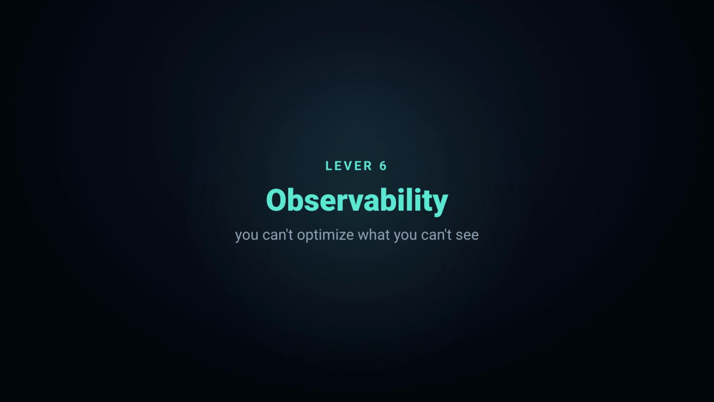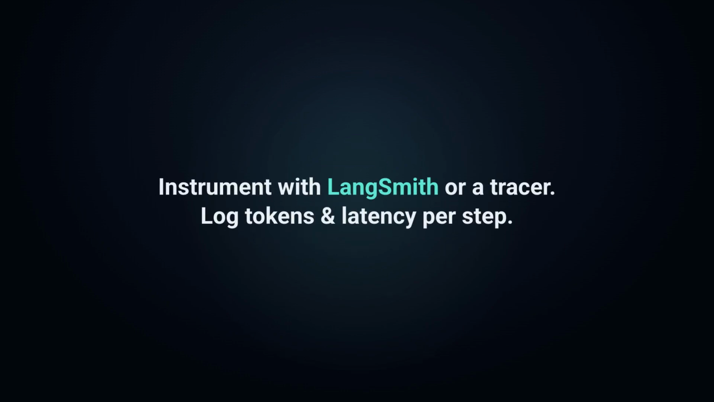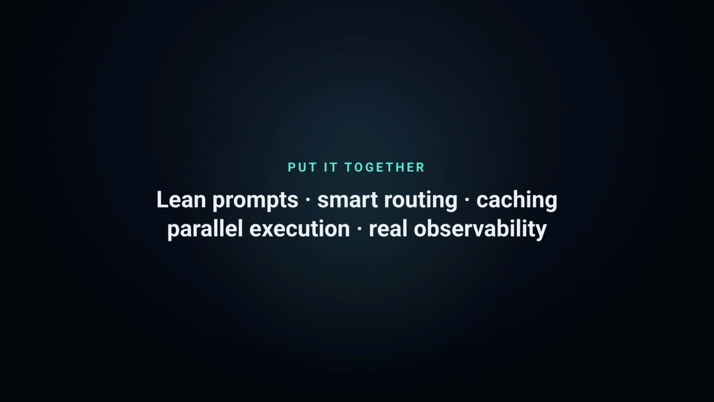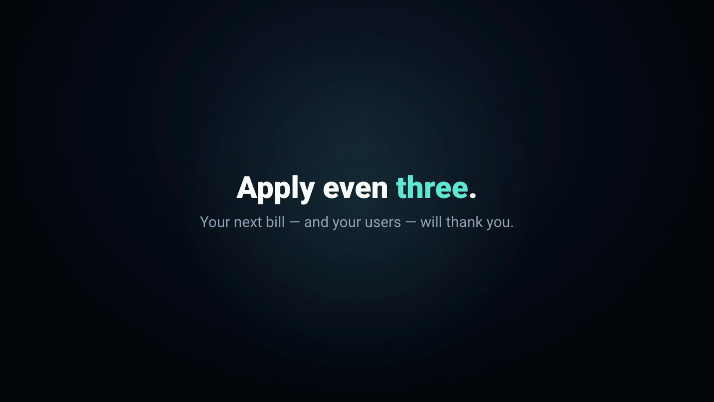Finally, you can't optimize what you can't see. Instrument everything with a tool like LangSmith or a simple custom tracer. Log token counts per step, latency per tool call, and the full prompt at each stage. When you can see that one particular tool is sending 6,000 tokens of context on every call, the fix becomes obvious. Put these together: lean prompts, smart routing, aggressive caching, parallel execution, and real observability. Apply even 3 of them, and your next bill and your users will thank you.